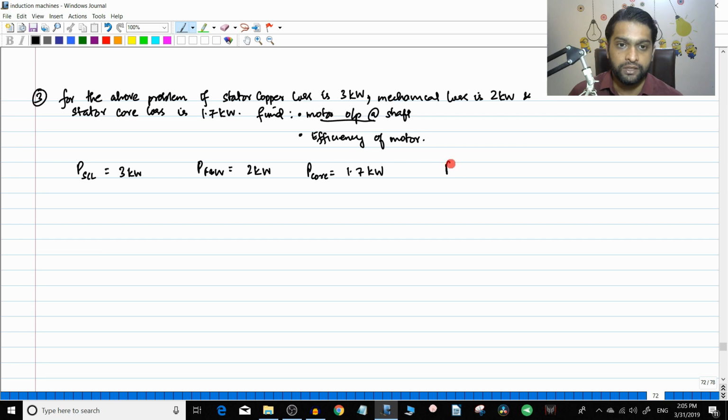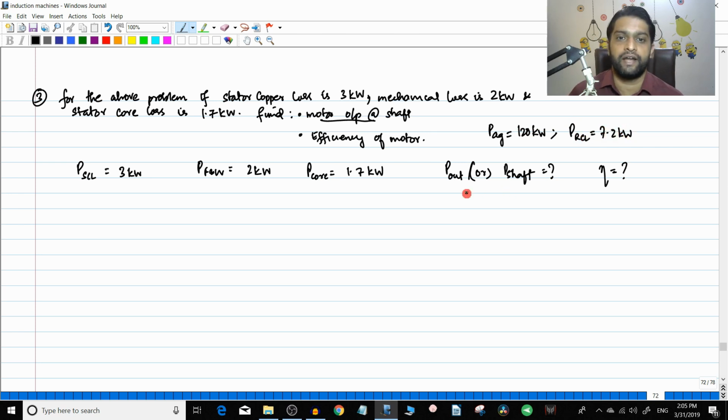So if these three quantities are given, what is the motor output at the shaft? They are asking what is the output power or the shaft power of the induction motor, and also what is the efficiency of the induction motor. So we'll write down that the air gap power value was given to be 120 kilowatts, and we also found that the rotor copper loss was equal to 7.2 kilowatts. We'll keep these values in hand now.